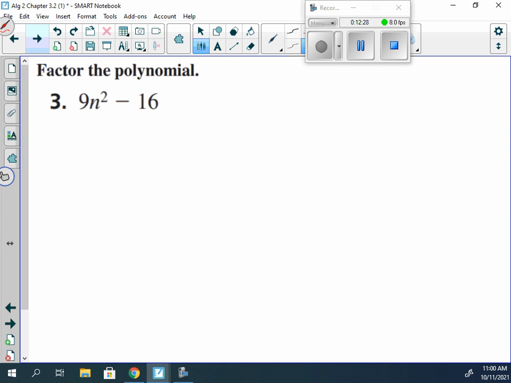Here we have 9n squared minus 16. Because 9n squared would be written as 3n times 3n, because the number times itself would be 3n and 3n. 16 would be 4 and 4. So 3n plus 4, 3n minus 4. Questions on this here? Let's add one in.